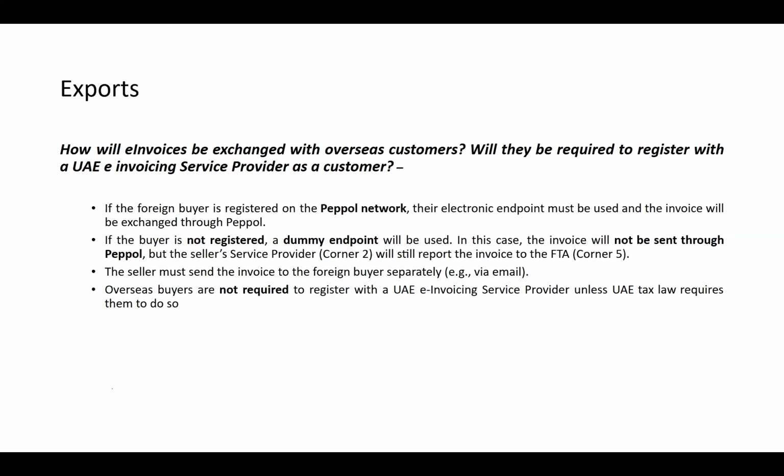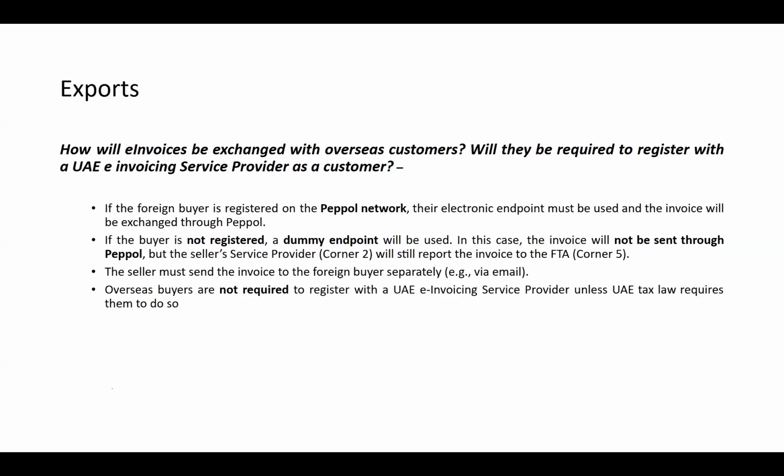So when we are exporting goods or services to foreign customers, the foreign buyer may or may not be registered with the PayPal network. So what we have to do is first check the PayPal directory. We can search for it on Google and it will be available there. From the PayPal directory, we can search for our buyer and check whether they are registered with the PayPal network or not. If they are registered, then we have to use their specific ID and mention it while issuing the e-invoice.